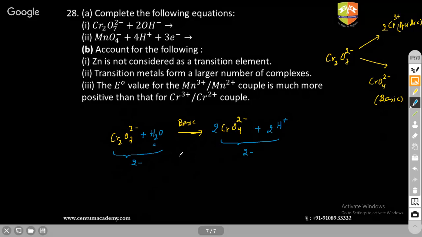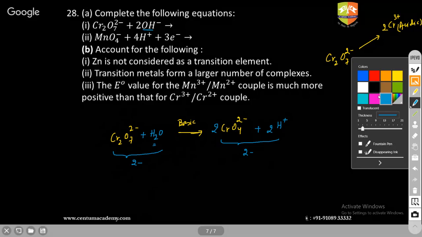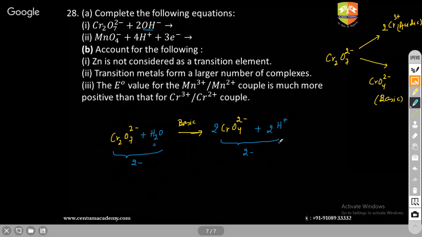Now the point is, all these things we have done according to acidic medium, right? According to acidic medium. But since the question is in basic medium, what change will we do in the last? This you take care of: the number of H plus you are getting here, an equal number of OH minus ions you have to add on both sides in the reaction. You will convert the whole reaction into basic medium.